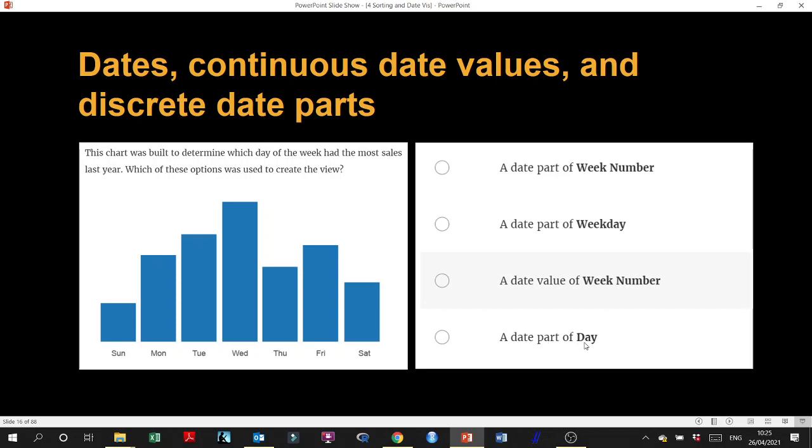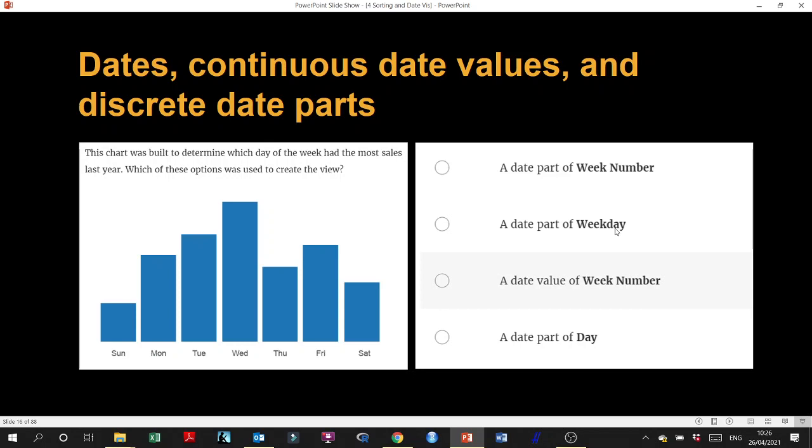A date part of day. How many days do we have in a month? We have 30 to 31 days. So a date part of day is 1 through 31. So a date part of day is days from 1 to 31. A date part of weekday is days in a week. So this is the right answer, a date part of weekday.